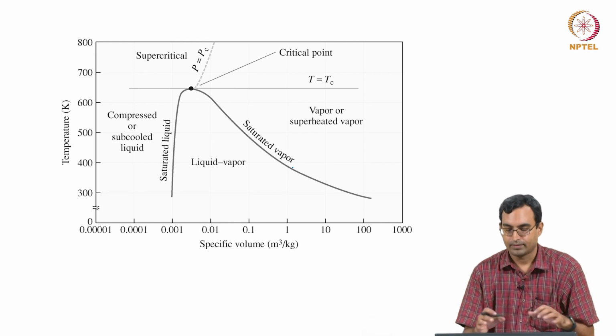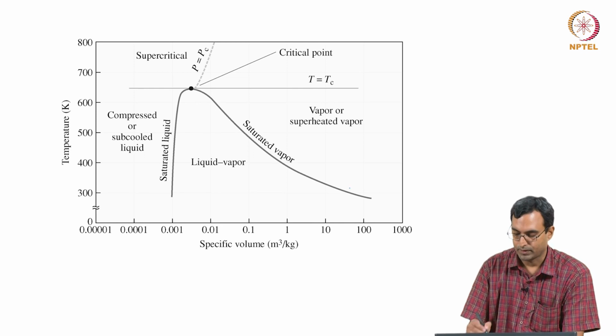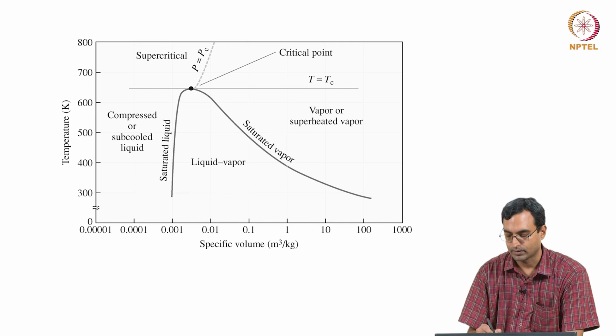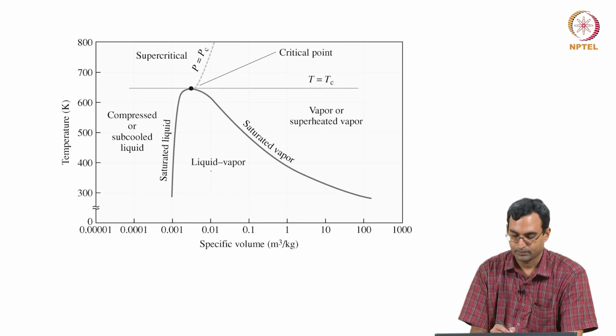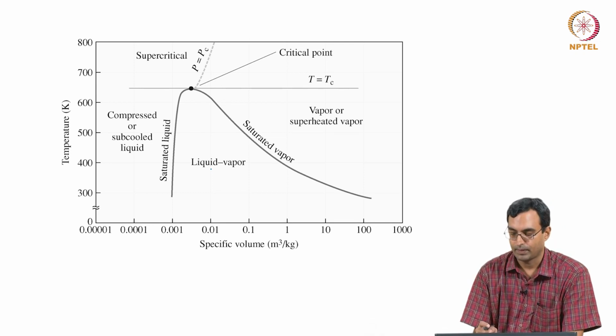So, if we just look at these regions on a plot like this, we have this liquid vapor dome. This is what we call the saturated liquid line. This is what we call the saturated vapor line. Under this dome, we have liquid and vapor. On the left of it, we have liquid. On the right of it, we have vapor.